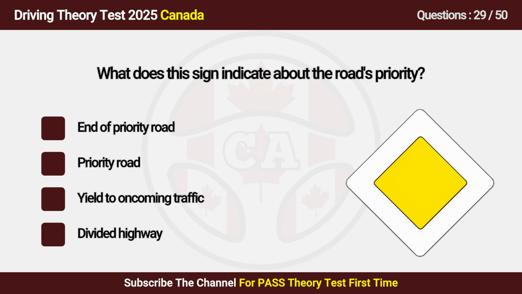A. End of priority road. B. Priority road. C. Yield to oncoming traffic. D. Divided highway.